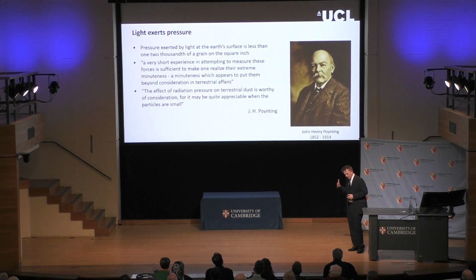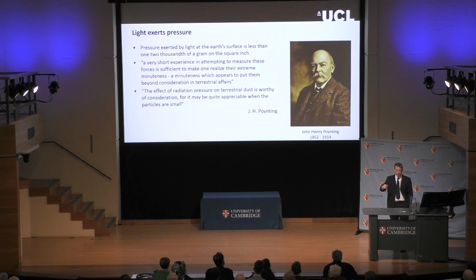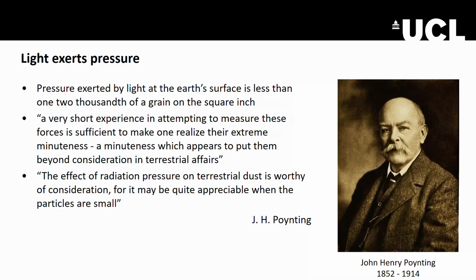Now, after Maxwell's death, his work was continued by one of his former students. This is John Henry Poynting, who studied under Maxwell, also under Thomson in Manchester, and later became the first professor of physics in Birmingham. He continued Maxwell's work on electromagnetism, and he was greatly interested in radiation pressure, the pressure exerted by light. He too realized that the pressure was indeed extremely small. He expressed it as less than 1/2000th of a grain on the square inch, something I'm not sure I could convert to SI units.